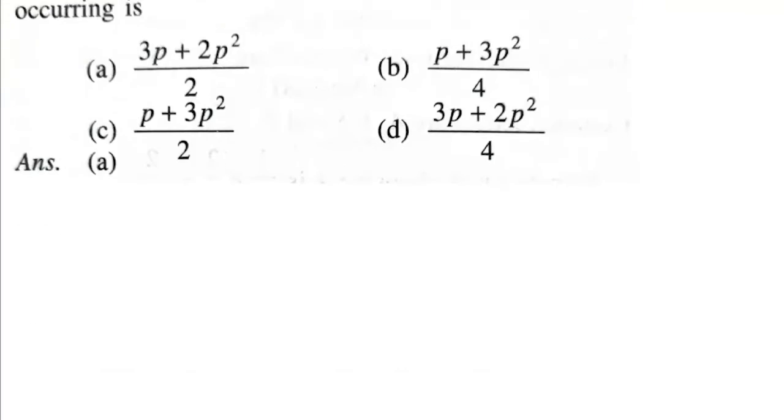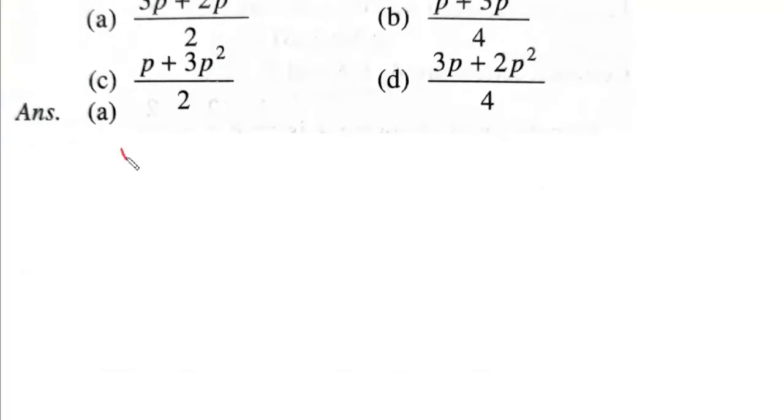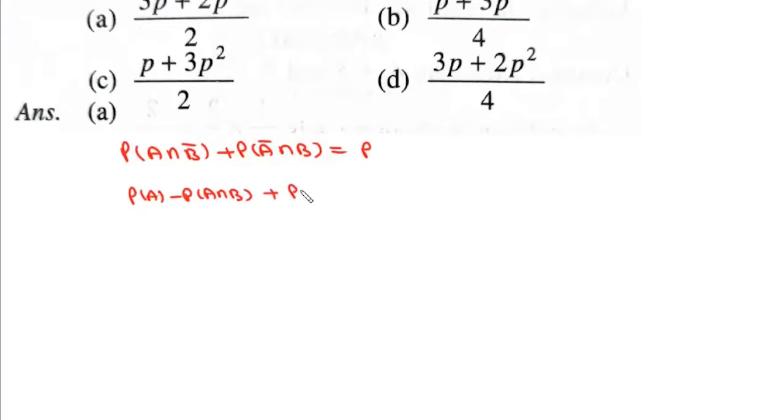Now we are given that exactly one of A or B occurs. We know that this probability is P(A intersection B naught) plus P(A naught intersection B), and it is given that this is P. Now we can write this as P(A) minus P(A intersection B), plus P(B) minus P(A intersection B), and this is P. So from here we can write P(A) plus P(B) minus 2 times P(A intersection B) is P.